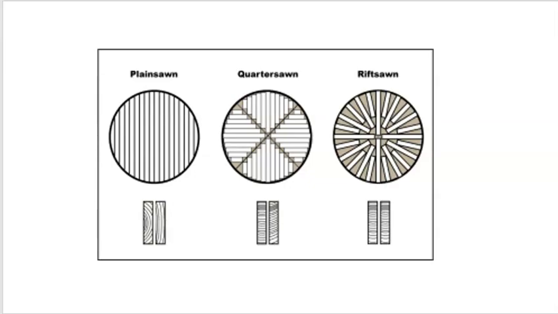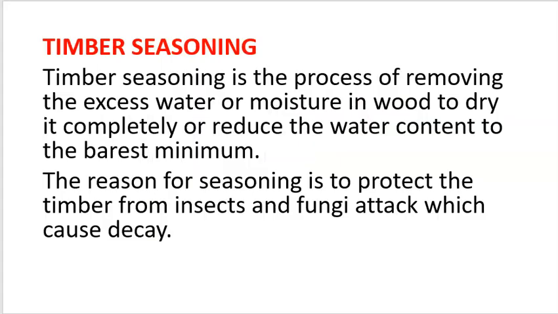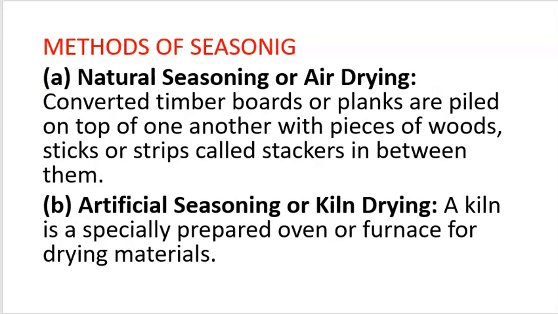Timber seasoning. That's number 3. Timber seasoning is the process of removing the excess water or moisture in wood to dry it completely, or at least reduce the water content to the barest minimum. The reason for seasoning is to protect the timber from insect and fungi attack, which cause decay.